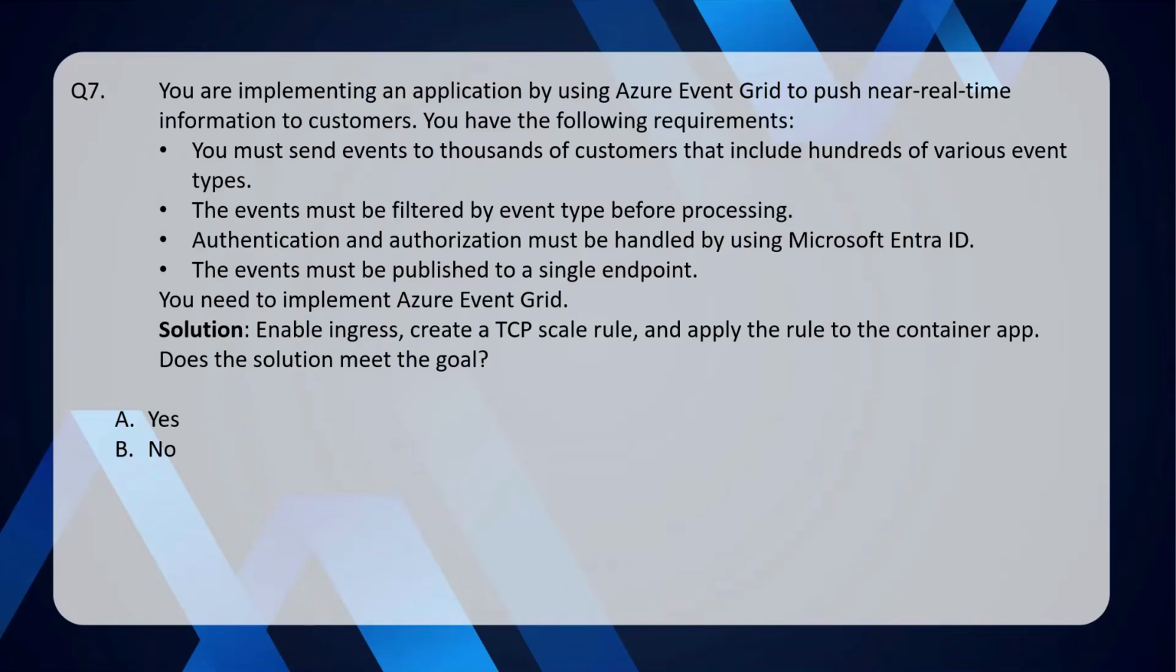The solution you choose is enable ingress, create a TCP scale rule, and apply the rule to the container app. Does this solution meet the goal? You need to tell whether this is right or wrong. And friends, this is an incorrect solution. We are trying to implement event-based pub sub, not container scaling or TCP networking logic. We should probably create an event grid topic or domain, define event subscriptions with event type filters, use webhook or Azure function endpoints, and secure them with Microsoft Entra ID based authentication.